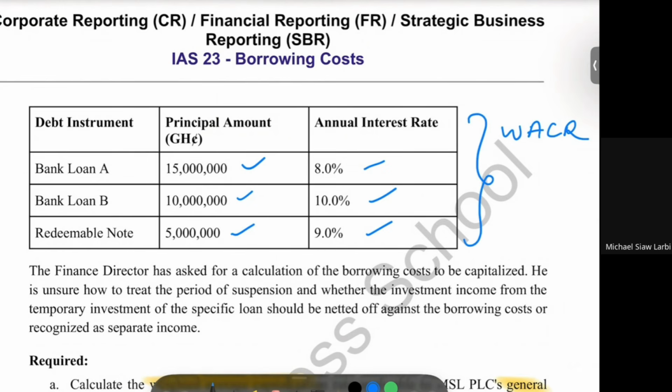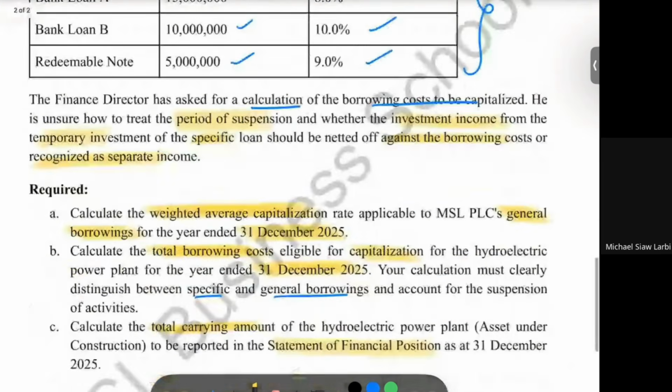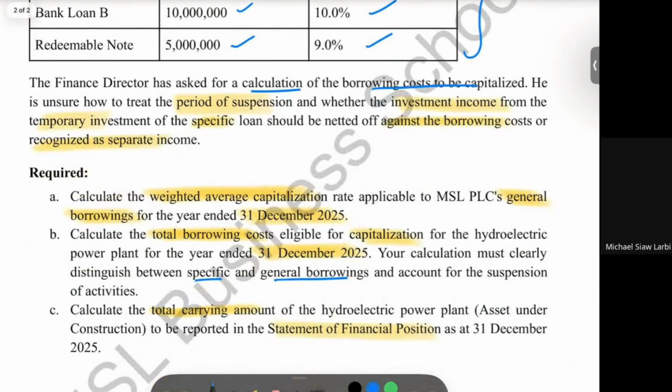So the finance director has asked you for a calculation of the borrowing cost to be capitalized. He's unsure how to treat the period of suspension and whether the investment income from the temporary investment of the specific loan should be netted off against the borrowing cost or recognized as separate income. He's not sure. So you've been called upon to do this. Find the weighted average capitalization rate, number 1. Number 2 is total borrowing cost to be capitalized. And number 3, the carrying amount of the asset at year end.